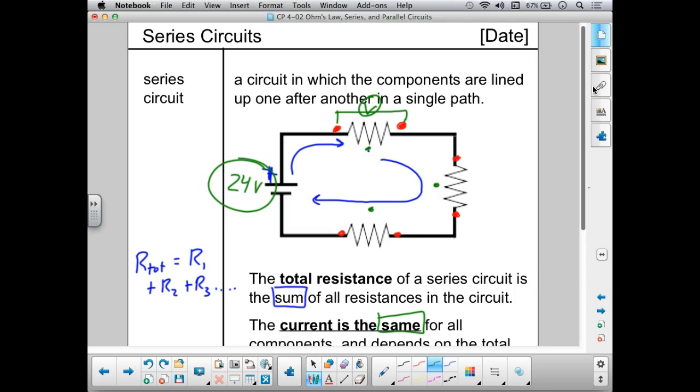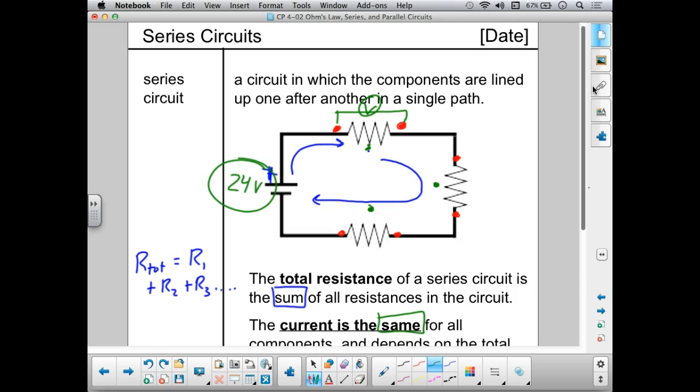And we can visualize this by thinking back to the electron shuffle. In a 24-volt battery, when we did the electron shuffle in class, each individual electron would have 24 cubes of energy, because voltage is the amount of energy per charge, or per electron. So when it goes to the first resistor, it has to give some of its energy to the first resistor, then some of it to the next one, and some of it to the next one in the circuit, and so on.